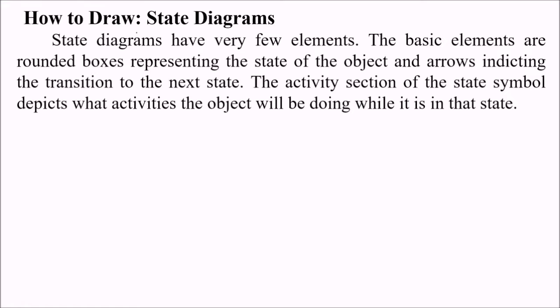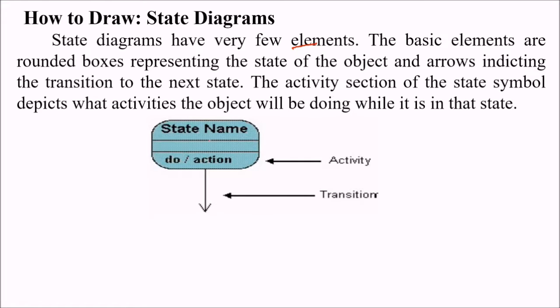How to draw? State diagrams have very few elements. The basic elements are a rounded box representing the state of the object and arrows indicating the transition to the next state. So the activity section of the state symbol will depict what activities the object will be doing while it is in this state. This is the activity, this is the transition. Okay, the state name and the action.